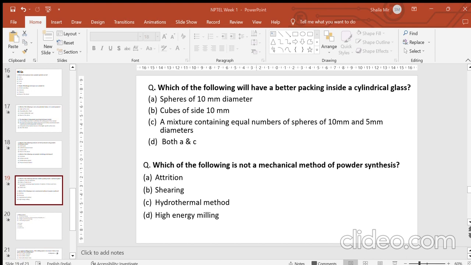In a hydrothermal method, we have a reaction vessel, which is a high temperature, high pressure reactor. Okay, somebody wants to join. So, for a hydrothermal method, we have a high temperature, high pressure reactor.